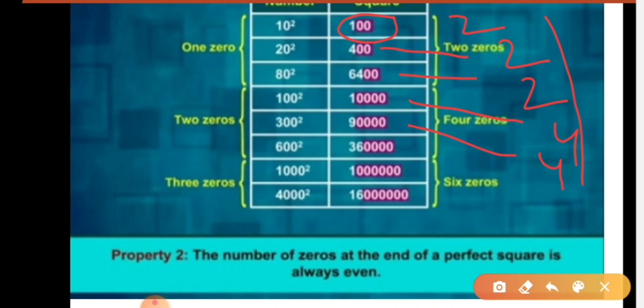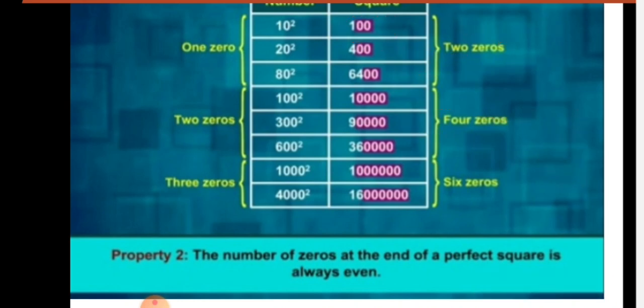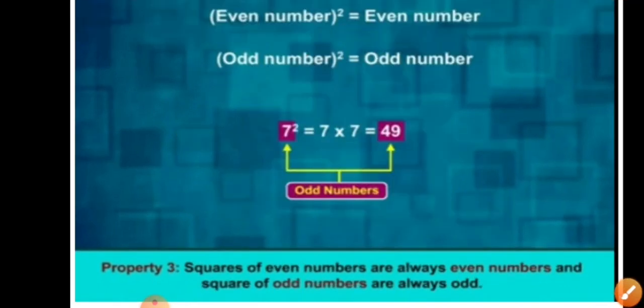A number ending in an odd number of zeros is never a perfect square. So the number of zeros at the end of a perfect square is always even, but a number ending in an odd number of zeros is never a perfect square. Now next property.